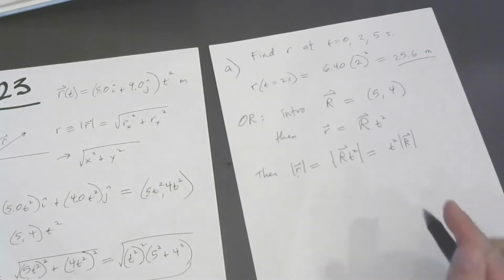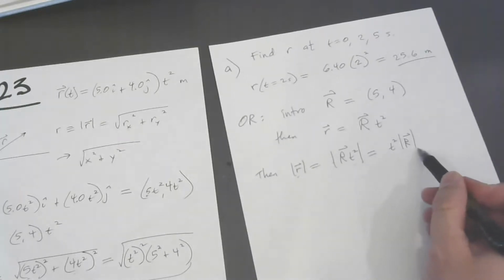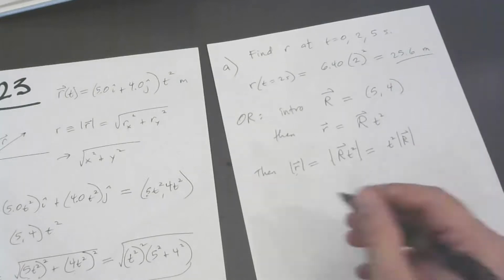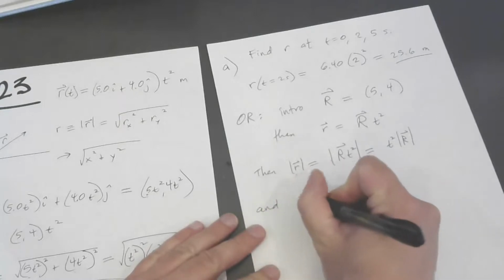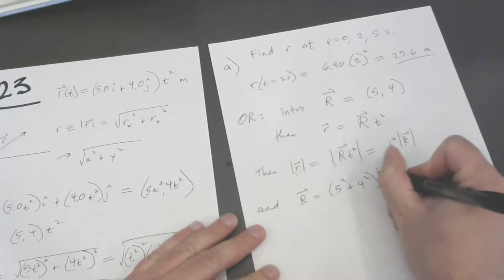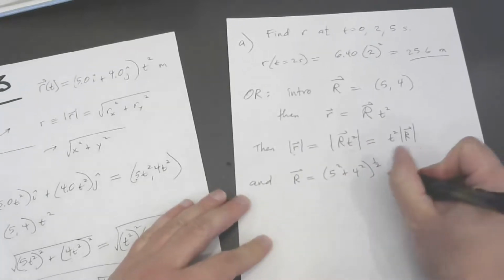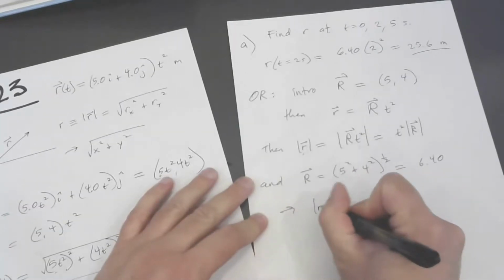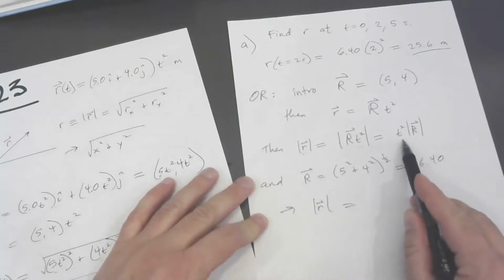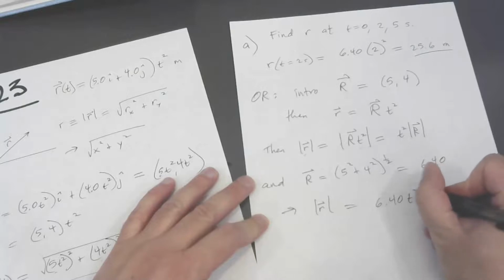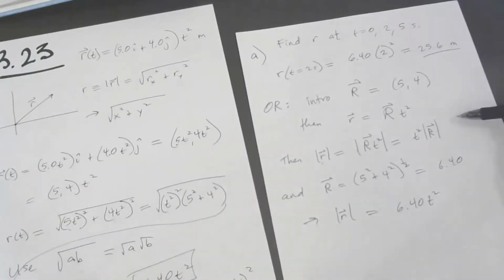But that means we can, let's just find the magnitude of R, which doesn't change. At all times, big R is just, by definition, 5, 4. And big R, well, that's the square root of 5 squared plus 4 squared. I'll write that as raising to the 1/2 power. We've already found that, right? Isn't that the 6.40? So there it is. The magnitude of the position vector at any time is t squared times the magnitude of R, which is about 6.40 t squared. That might have been a more direct way even of solving part A.